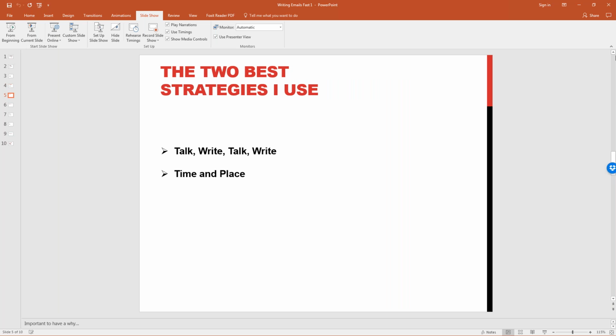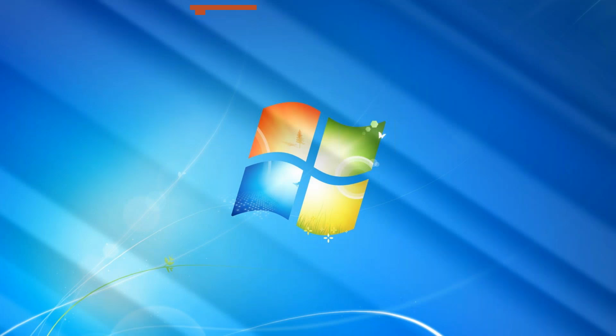So, what are the two best strategies for writing an email? Here they are: talk, write, and time and place. I've literally written thousands of emails over the years, and these are the two most common techniques that I rely on. So let me walk you through this, and then think about whether you want to put up your hand. If you do, just shoot me a quick message and say, hey, pick me, because then we'll apply this to another business so you can see how easy the process is.